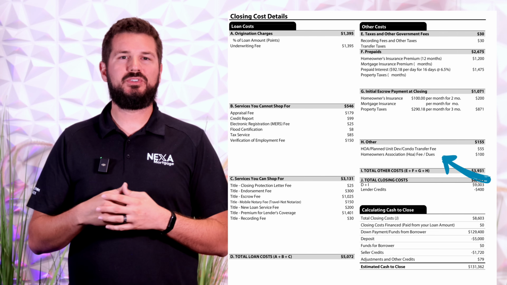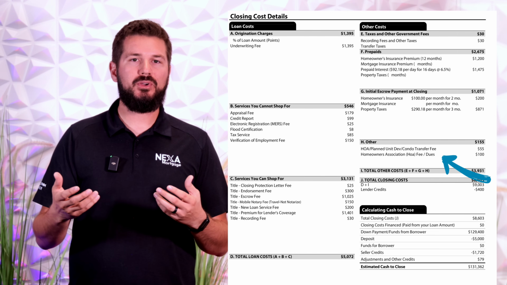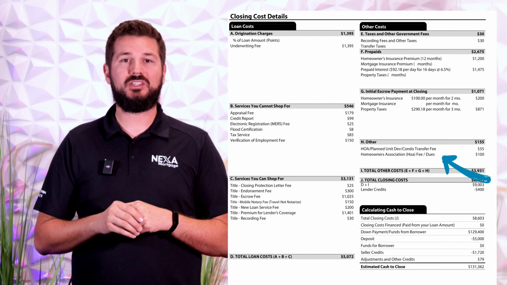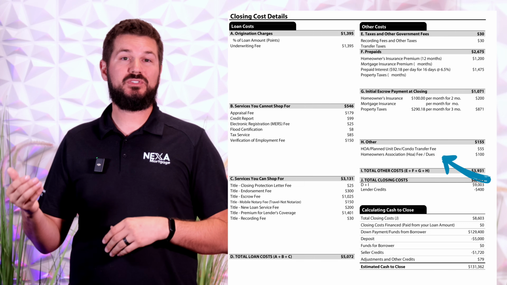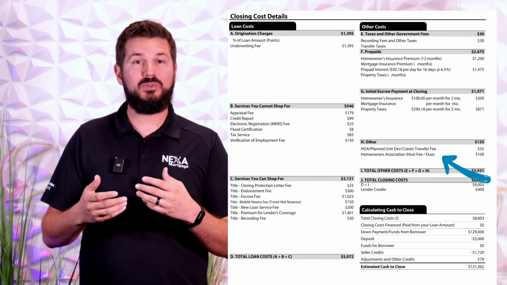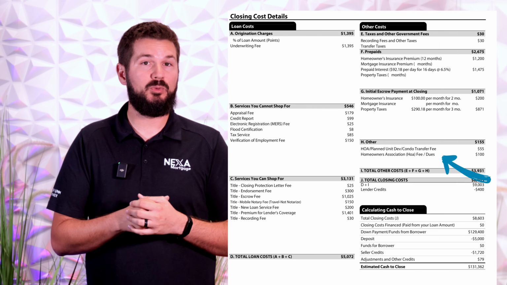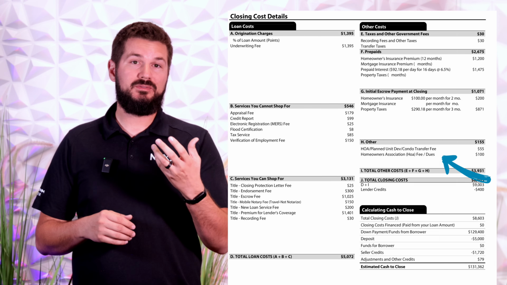Section H, this is the other section. Here you might find a variety of other costs that don't really apply to anything that was covered in the prior sections. You'll see things like homeowners association fees. Some homeowners associations have transfer taxes, capital gains fees. Maybe they'll collect a little bit of prepaid. Maybe they'll collect a little bit of dues up front.